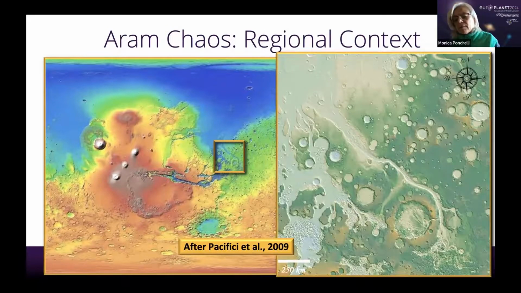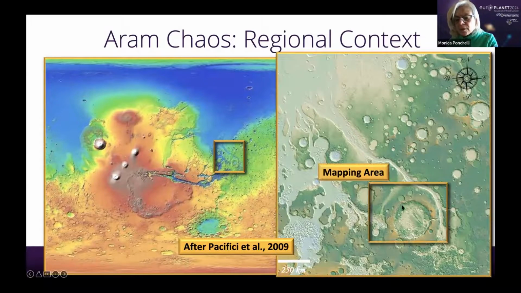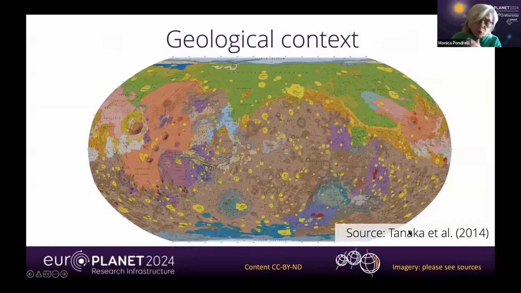In more detail, this is Aram Chaos. This is the mapping area. You see here an outflow channel originating from here, also from here. This is the global geological map of Mars. We are here in correspondence of Noachian and late Noachian and Hesperian terrains, very roughly speaking.